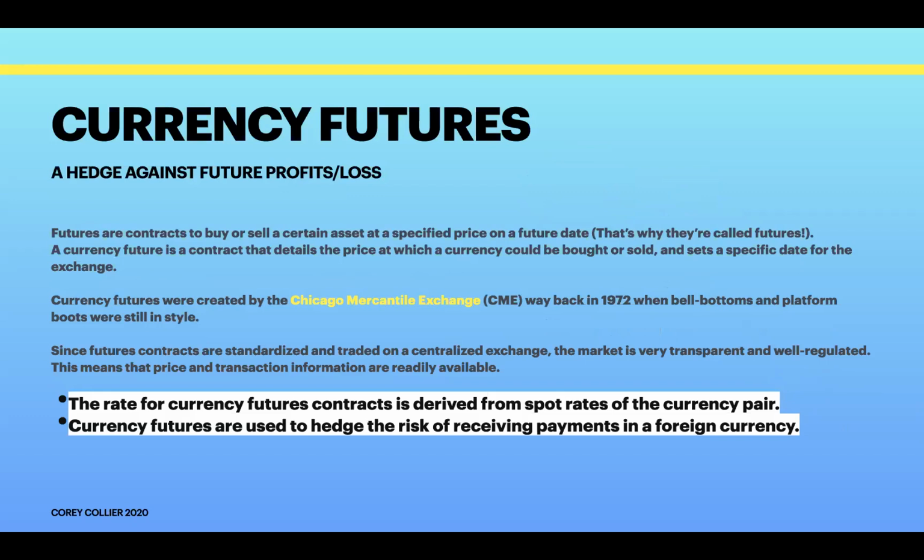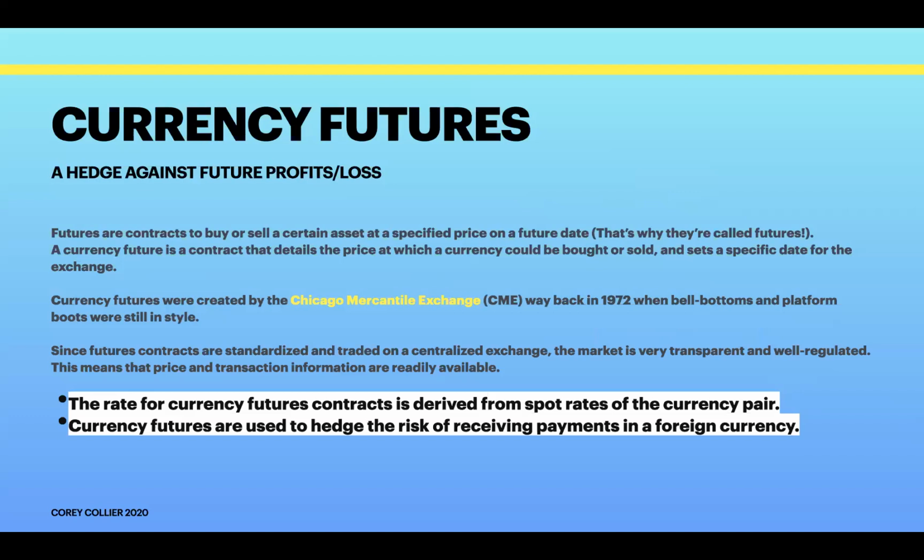So what is a currency future? A currency future, or a future, is a hedge against future profit loss. Futures are contracts to buy or sell a certain asset at a specified price on a future date. That's why it's called futures. A currency future is a contract that details the price at which a currency could be bought or sold and sets a specific date for the exchange.